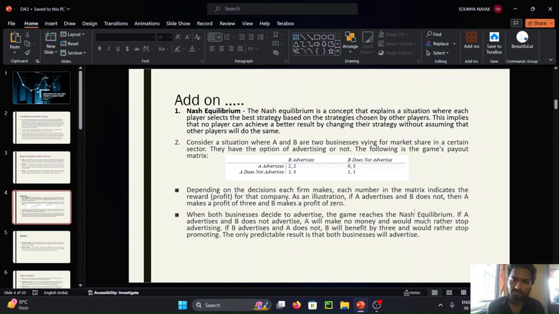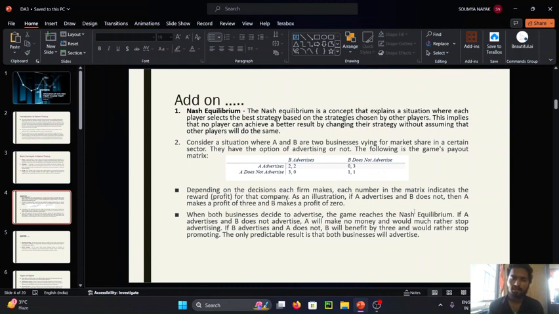So talking about what a Nash equilibrium is, the Nash equilibrium is a concept that explains a situation where each player selects the best strategy based on the strategies chosen by the other players. That implies that no player can achieve a better result by changing their strategy without assuming that other players will do the same. We can understand this with a suitable example.